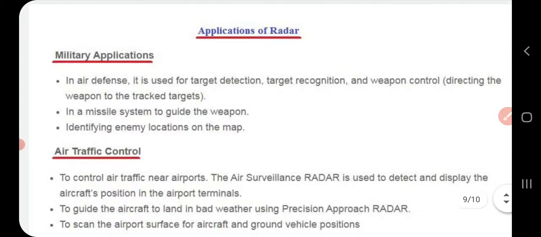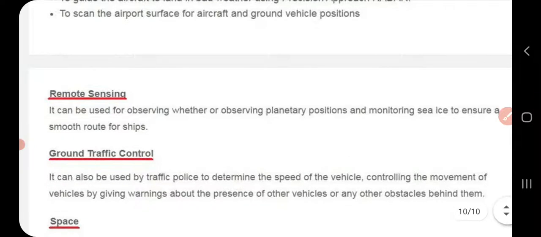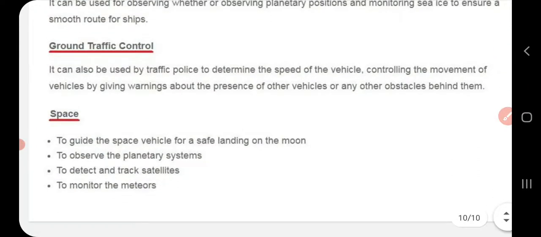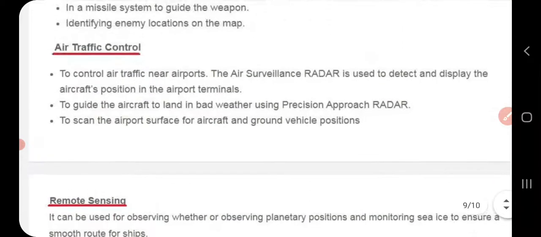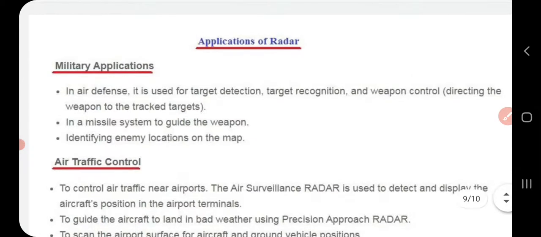Now these are a few applications of radar, that is military applications, then air traffic control, this you can read, then remote sensing, then ground traffic control, and also space applications. So the applications of radar are also important. This is very simple, so that's why I'm not explaining, you just read through.